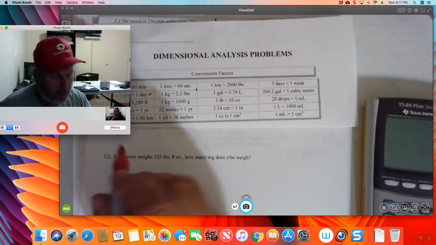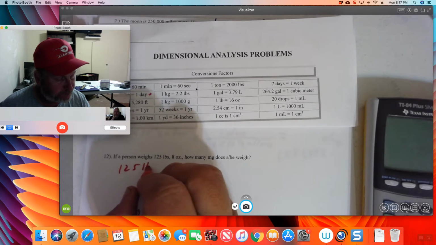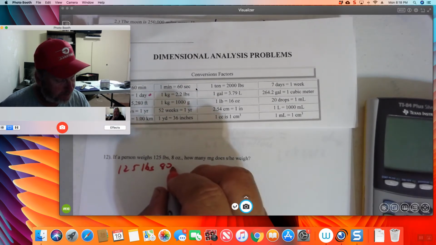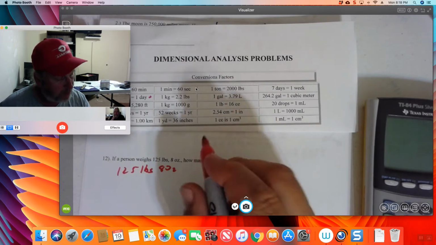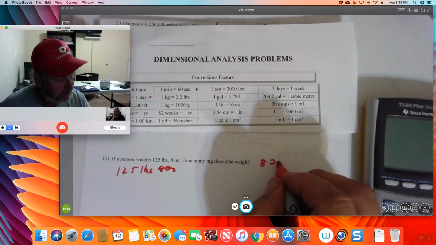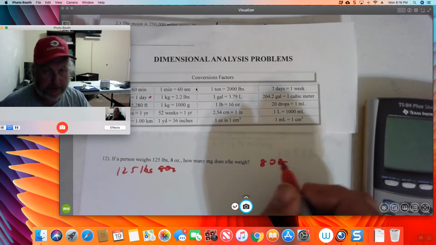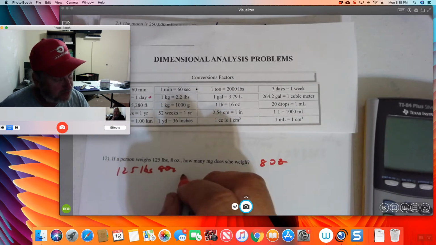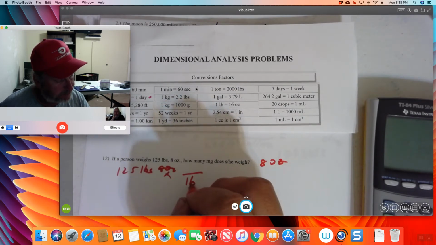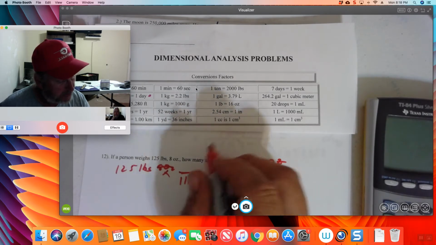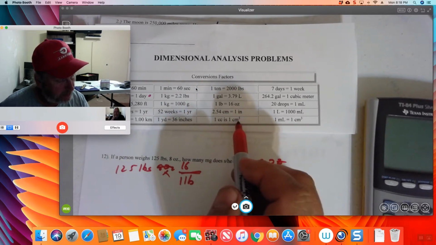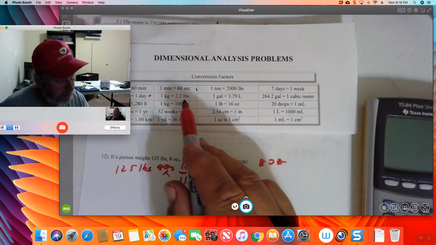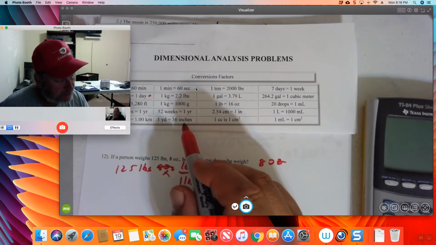So if I've got 125 pounds, 8 ounces, let's hold this 8 ounces over here. 1 pound, 8 ounces, 125 pounds. We find out that 1 pound equals 16 ounces. Okay, is that going to help me? No, it's really not going to help me. I need to go into pounds.